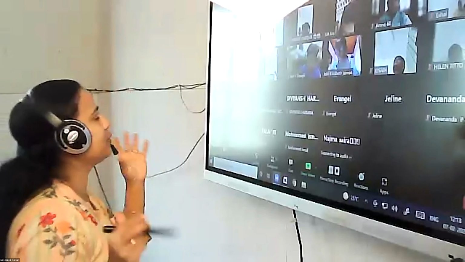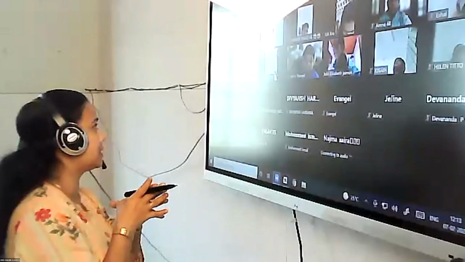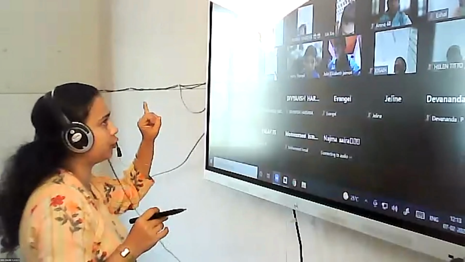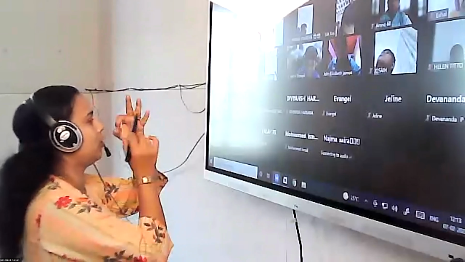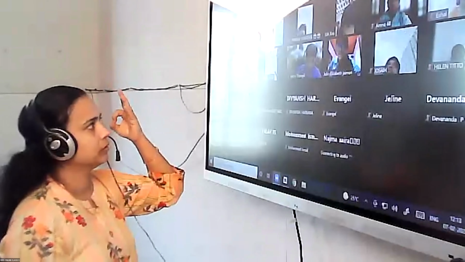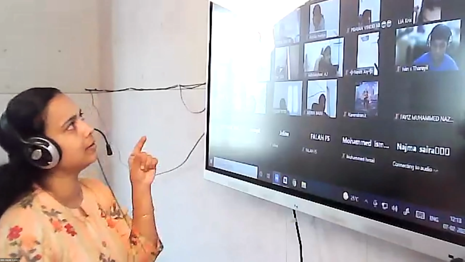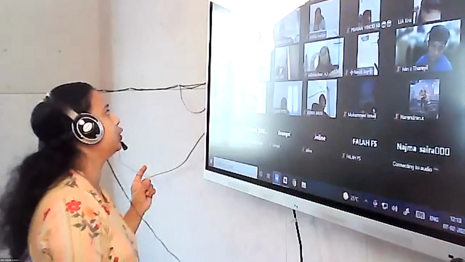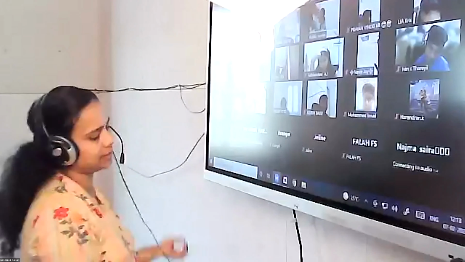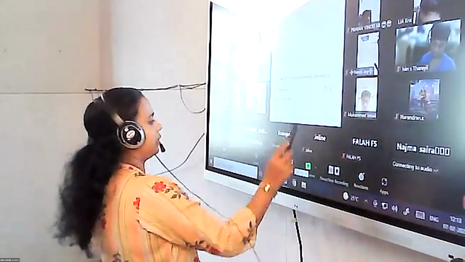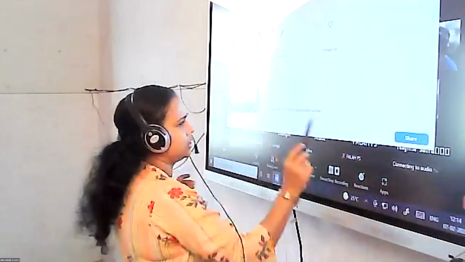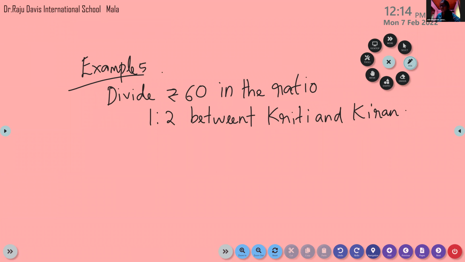So children, first we have to know how many parts this can be divided into. So 1 part for Kriti, 2 parts for Kiran. So total how many parts should be there? 3 parts. So you have to divide this 60 into 3 parts, and out of that 2 parts should go to Kiran. So you have to write here with steps. But we know already that it is 20 and 40. Okay, 20 and 40. So write with the steps.